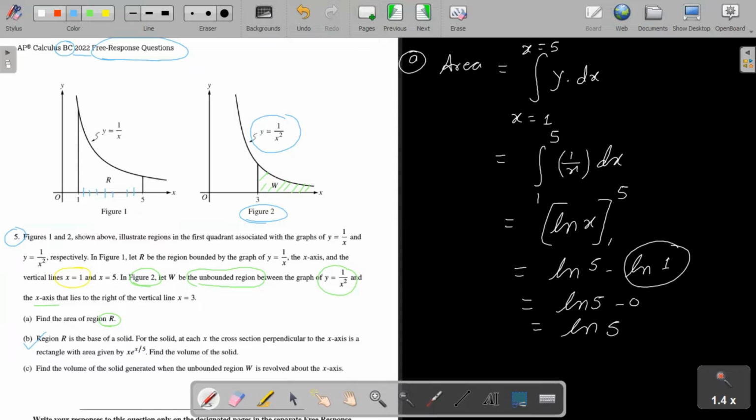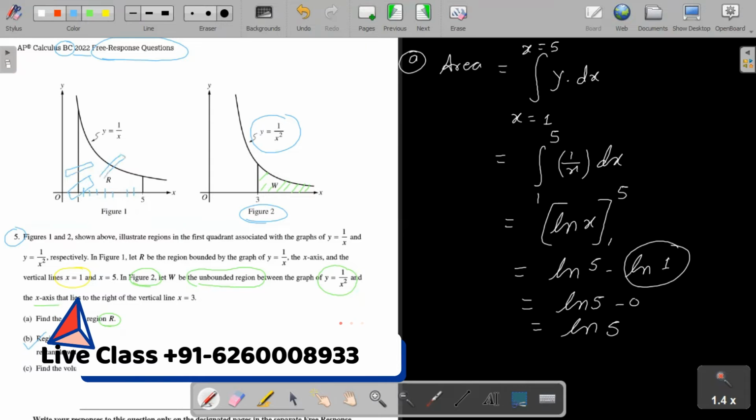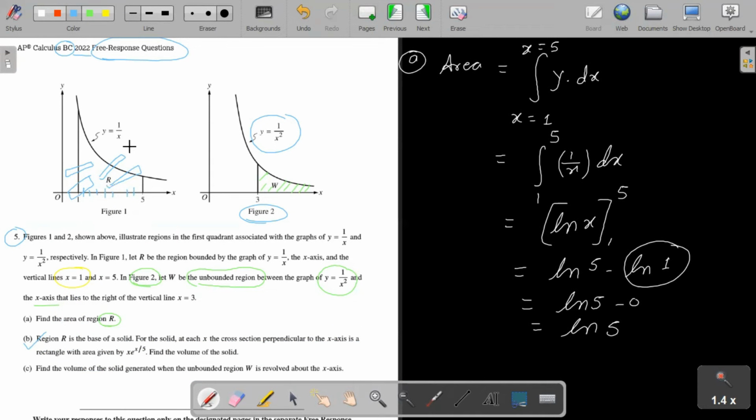So there is a rectangle on this base. You can visualize it like this, perpendicular to the base at every x. Its area is given by x multiplied by e raised to power x by 5. This is the area of these rectangles which are perpendicular to the base region R, and we have to find the volume of the solid. So how can we find this volume? Let us see.